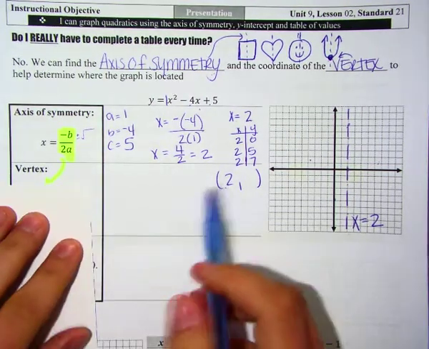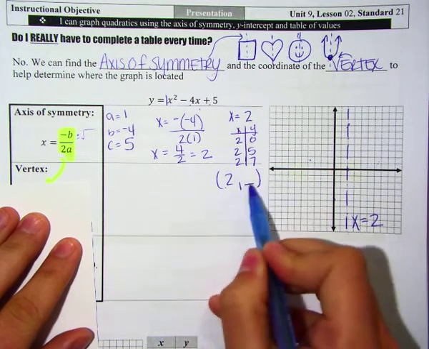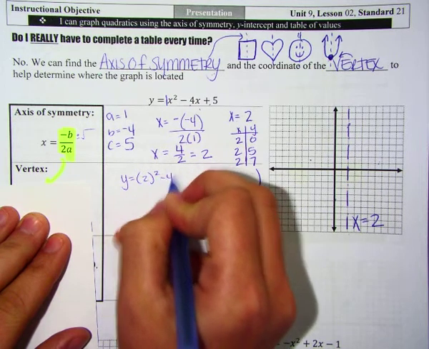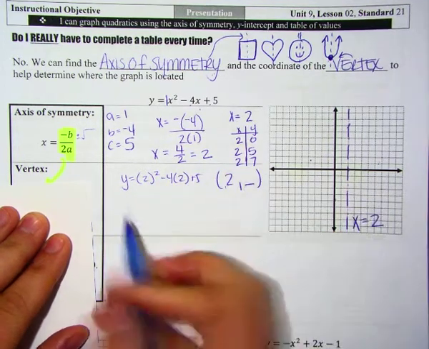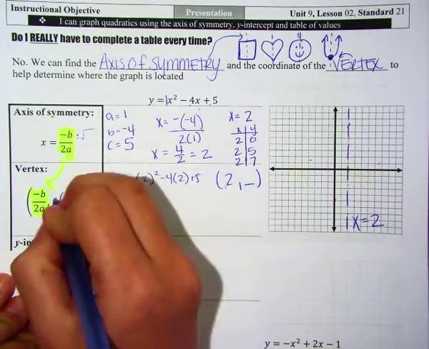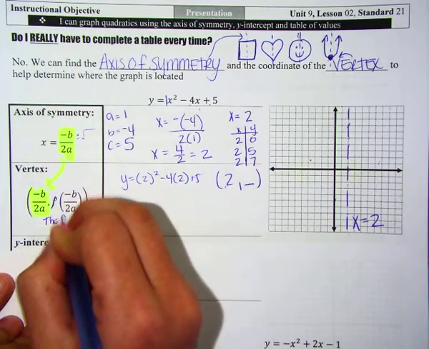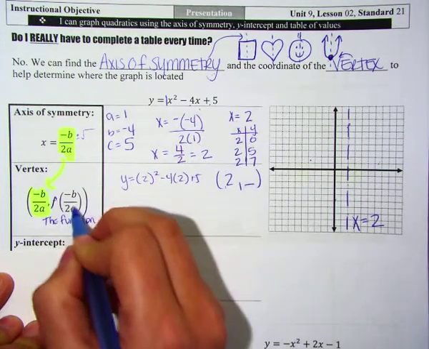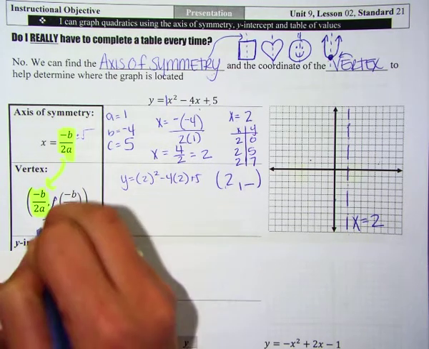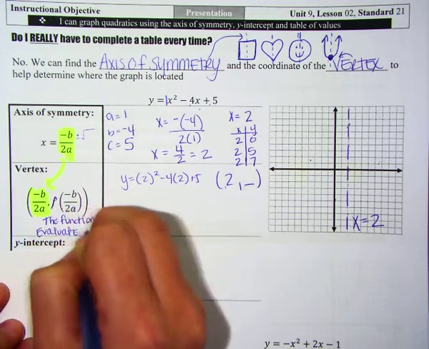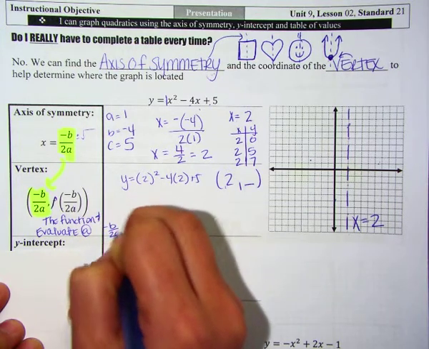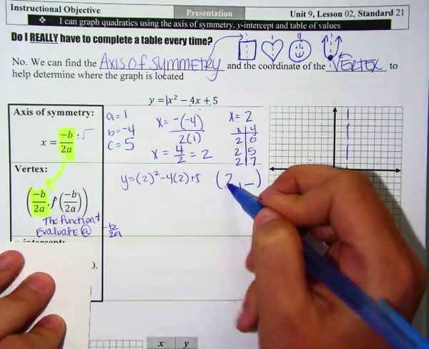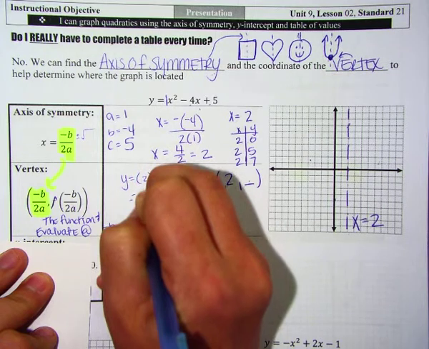Now if we want to find what this value is, we would take 2 and substitute it in: negative 4 times 2 plus 5. All this means is take the function, and evaluate it at negative b divided by 2a. That's all that means. So we'll take the axis of symmetry, and then substitute it in to find the y-coordinate.